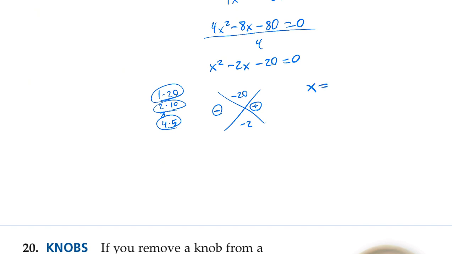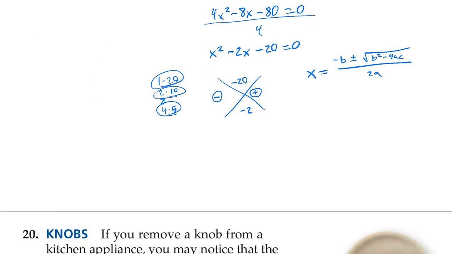So x is negative b plus or minus the square root of b squared minus 4ac, haven't done that in a while, all over 2a. So we just plug it into the formula. So this is negative 2, that's b, plus or minus the square root of negative 2 squared, minus 4, a is just 1, c is negative 20, and that's all over 2 times 1.